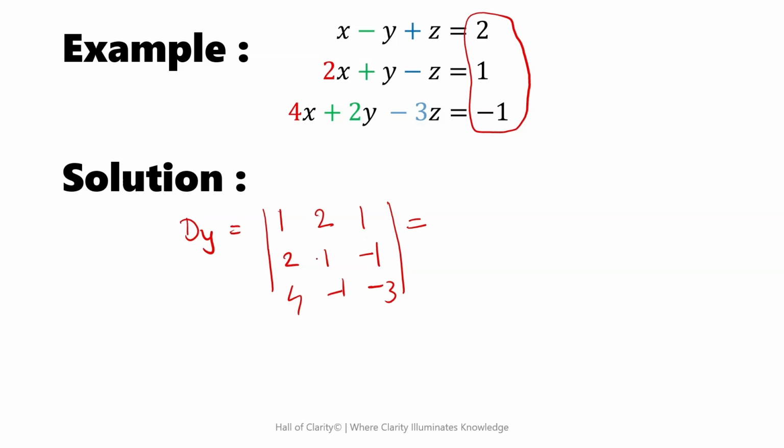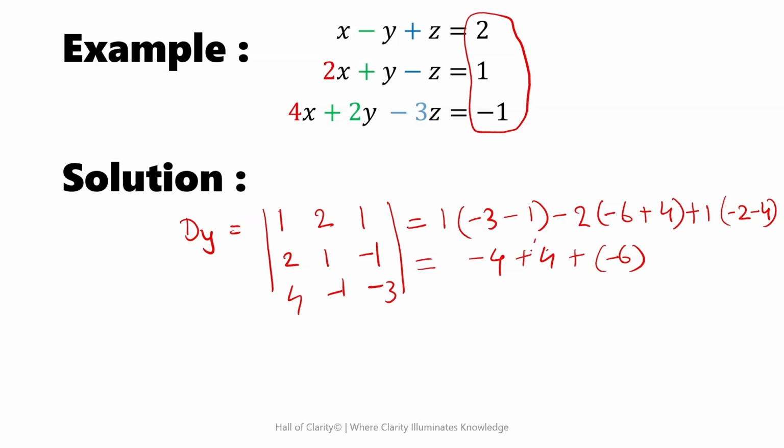And on solving this, what I will get? So minus 4 plus 4 will get cancelled. Then I will get the value of dy as minus 6. In this way, we have got the value of dy. Now we will find out the value of dz.